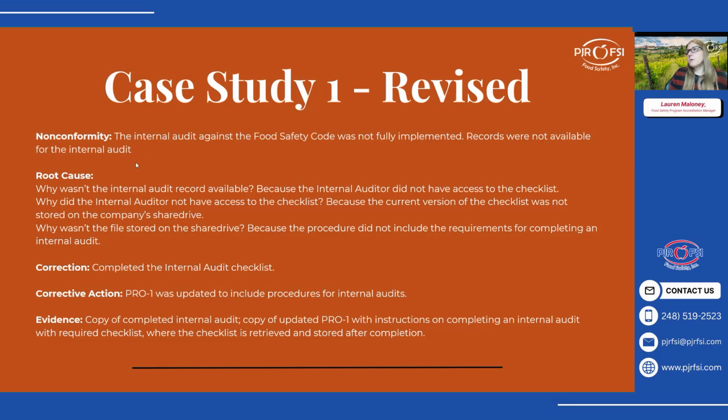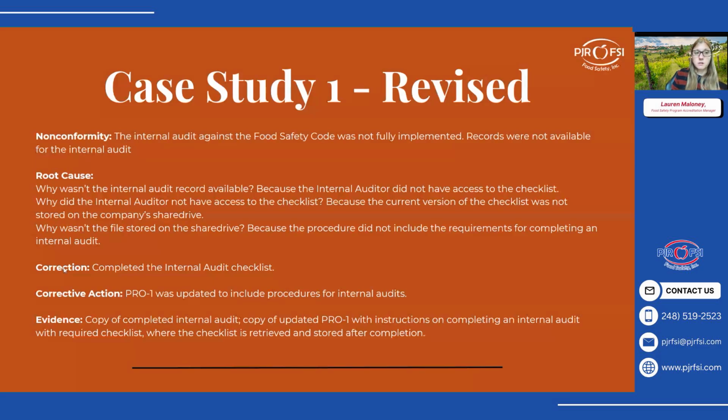Okay, so if we have the same nonconformity statement, but we use the 5 whys to identify the root cause: why wasn't the internal audit record available? Because the internal auditor did not have access to the required checklist. Why did they not have access to the checklist? Because the current version of the checklist was not stored on the company's share drive. And why wasn't it stored on the share drive? Because the procedure did not include completing an internal audit to the checklist from the standard owner.